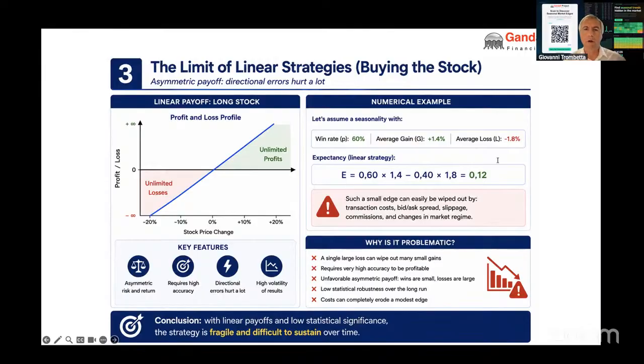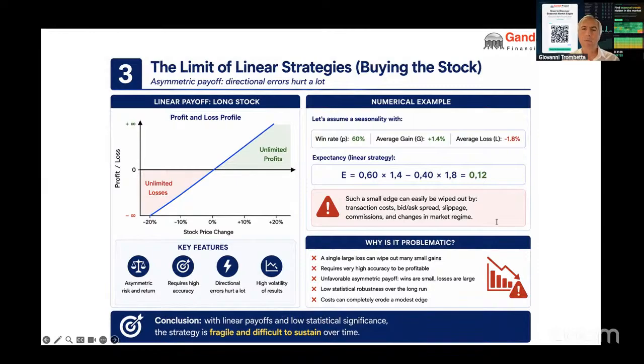If the stock moves against us, losses grow immediately and can easily offset many successful trades. So, for instance, in this example, we can assume a seasonality with a 60% win rate, average gain is plus 1.4%, average loss is 1.8%. Despite being right more often than wrong, the expected return remains very small. This is the problem we have in that case.